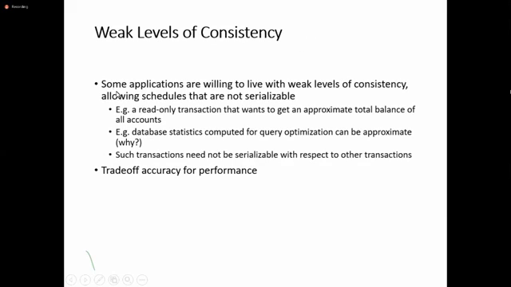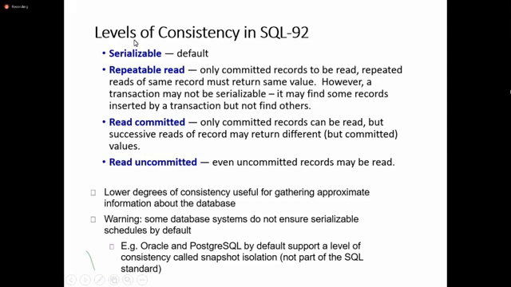Okay, weak levels of consistency. Some applications are willing to live with weak levels of consistency, where schedules are not serializable. For example, a read-only transaction that wants to get the approximate total balance of all accounts. Okay, some situations are like that, a weak level of consistency there.